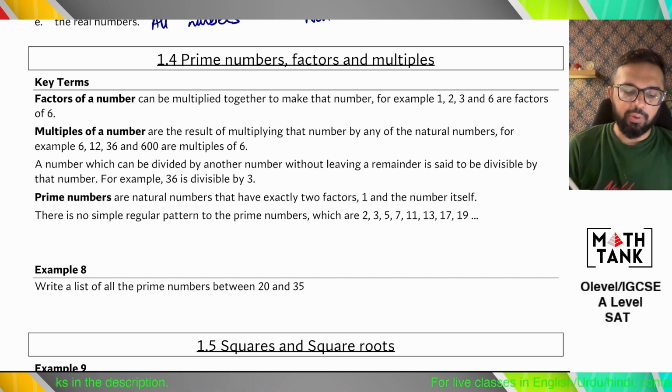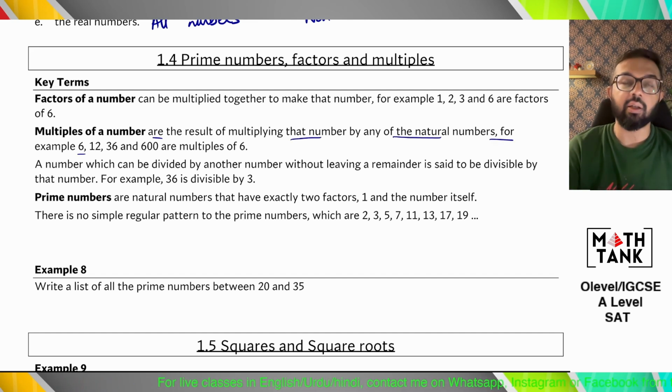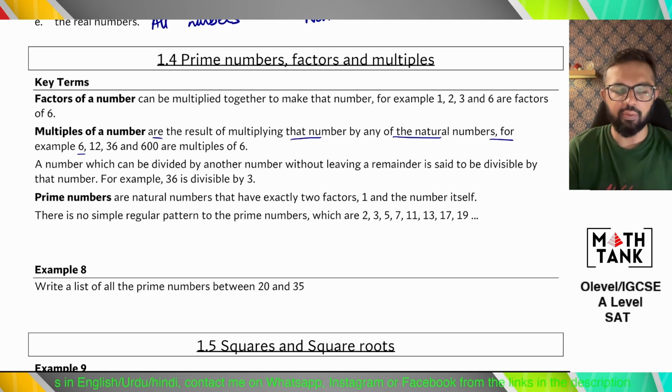Okay, multiples of a number are the result of multiplying the number by any of the natural numbers. For example, 6, 12, 36, 600 are all multiples of 6. Earlier on, in your earlier grades, you must have studied what we call tables. You would say the table of 6 is 6 times 1 is 6, 6 times 2 is 12, 6 times 3 is 18, 6 times 4 is 24, and so on. So 6, 12, 18, 24, 36, 42, and so on are multiples of 6.